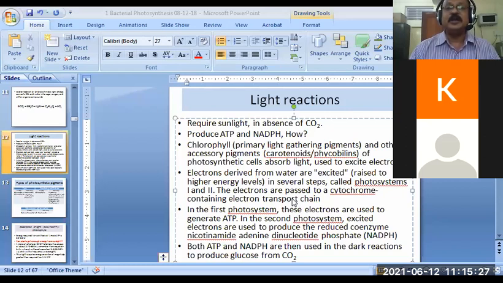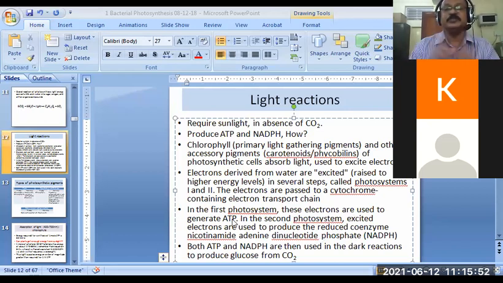These are operational in plants. Right now we are talking about plant photosynthesis. So what happens because of the photosystems? The electrons are passed to a cytochrome-containing electron transport chain. Electrons are carried sequentially from one electron carrier to the other. In the first photosystem, these electrons are used to generate ATP.